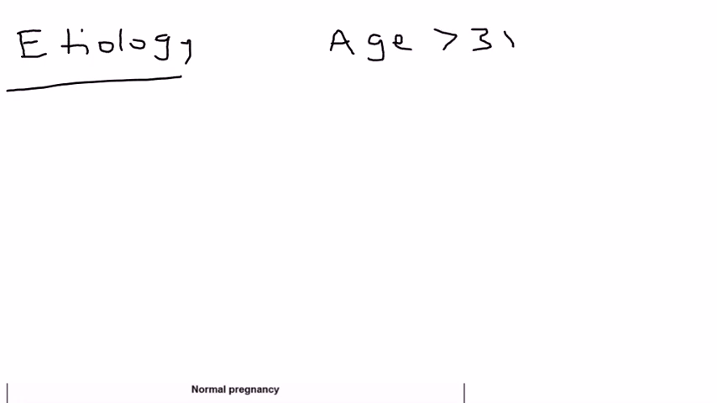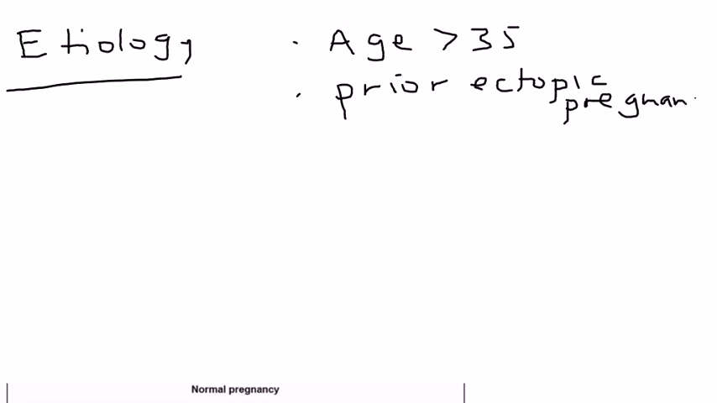First, what I wanted to discuss is, why does this happen? What would be some of the reasons? Well, there's a big long list, but I'll touch on the most important reasons. Here's some of the risk factors. Advanced age, a prior ectopic pregnancy. Another reason that this can happen is a history of pelvic inflammatory disease.